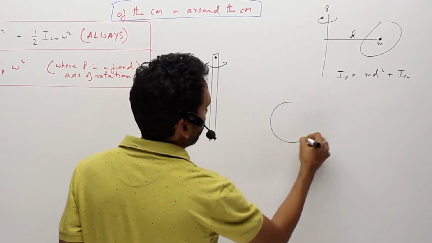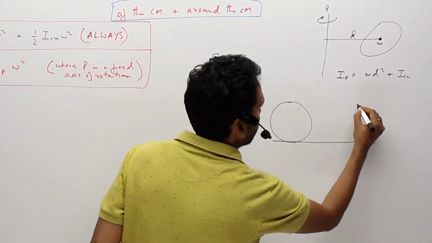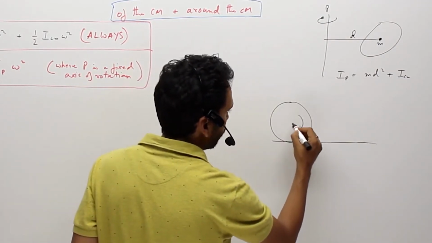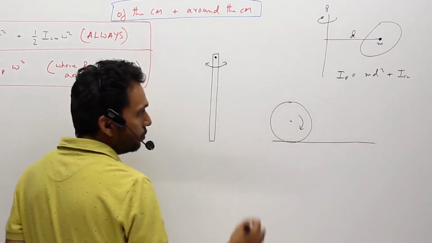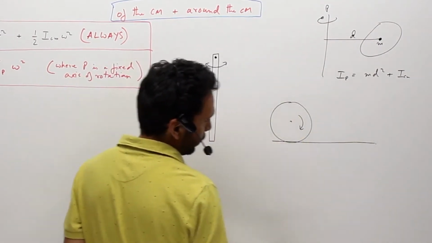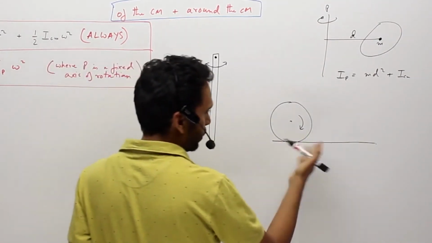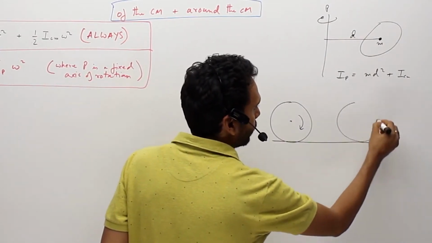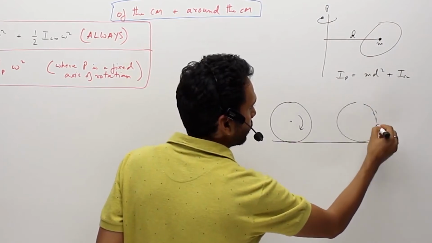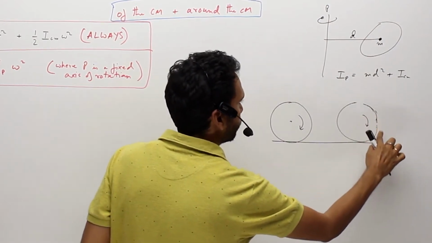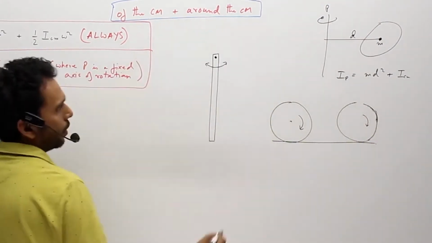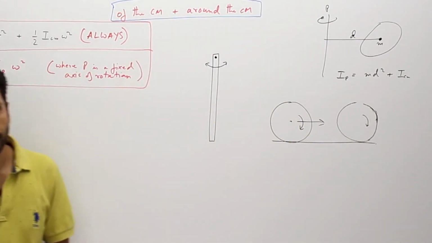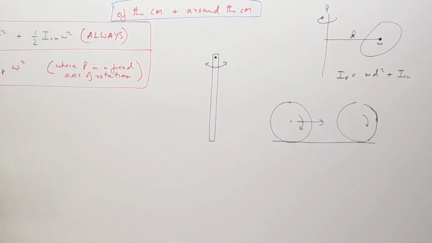Situation number two is, there is a ball or a disc or cylinder which is rolling on a perfectly flat surface which is having enough friction so that it rolls. So after some time it reaches here, it has been rolling. So what do you think, which formula can you apply in which case? I hope you have picked it right.